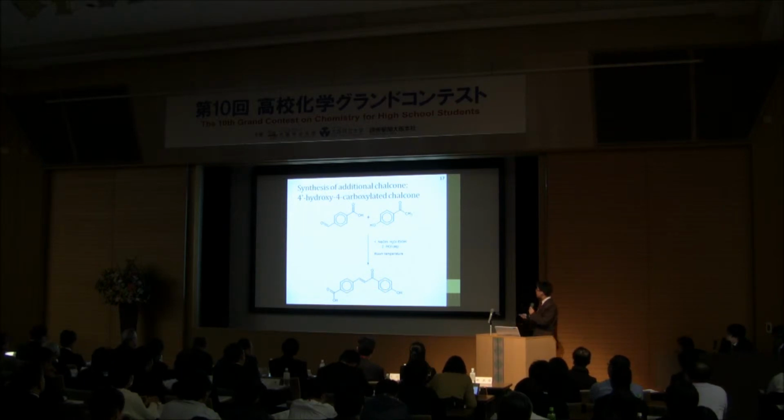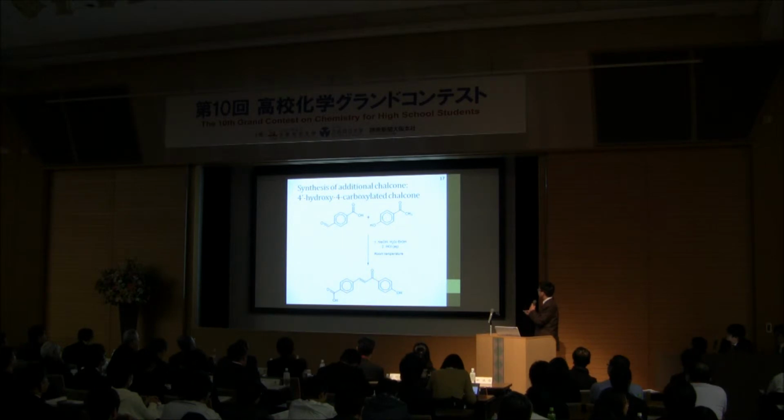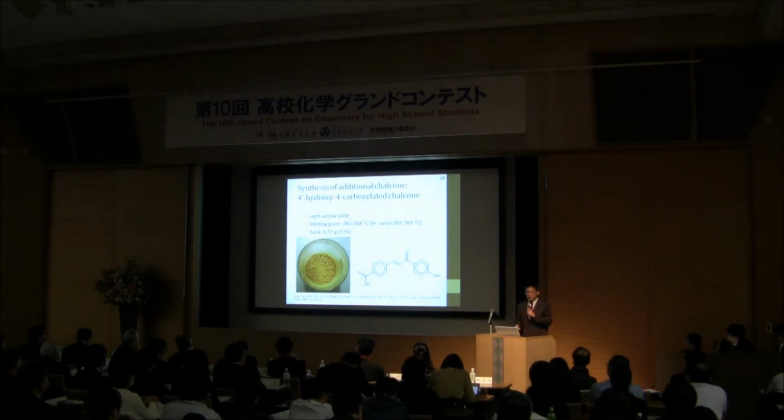The reaction scheme is similar to that of the first chalcone. The only difference is that the starting material was changed from 2'-hydroxyacetophenone to 4'-hydroxyacetophenone. The OH group was moved from here to here. So this is our expected chalcone, and we managed to obtain it in the form of a light yellow solid.